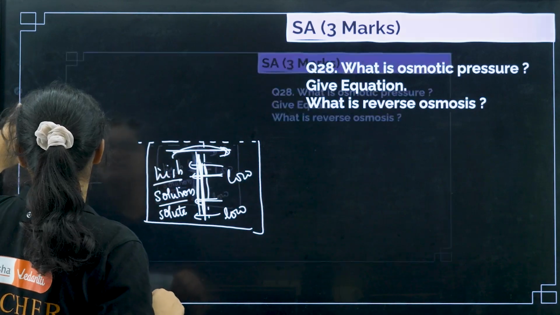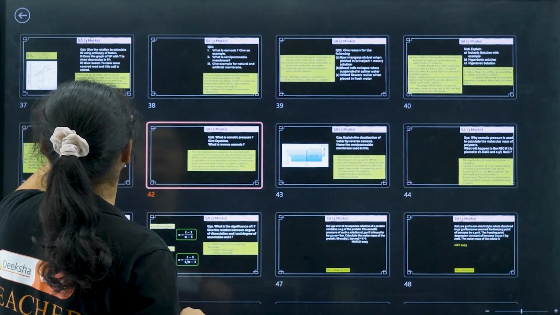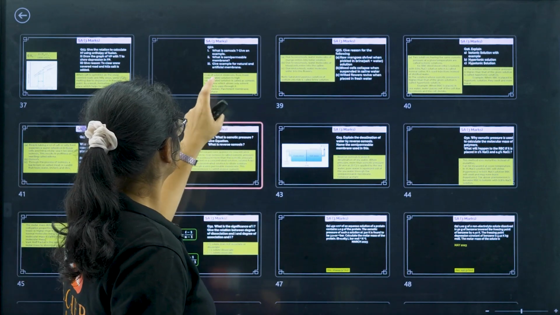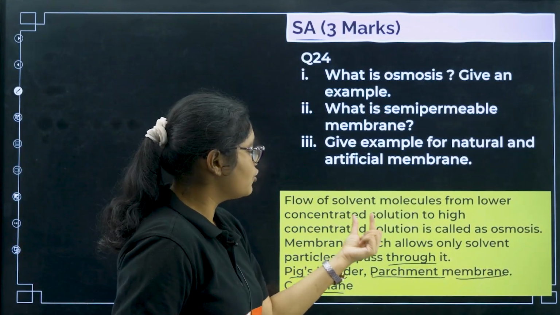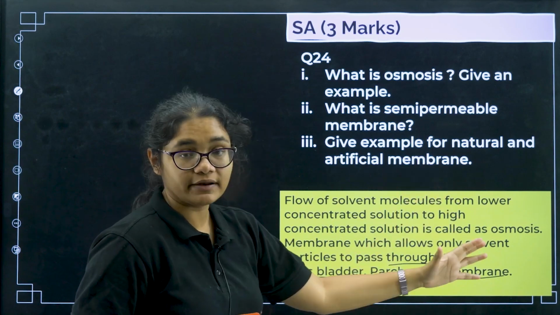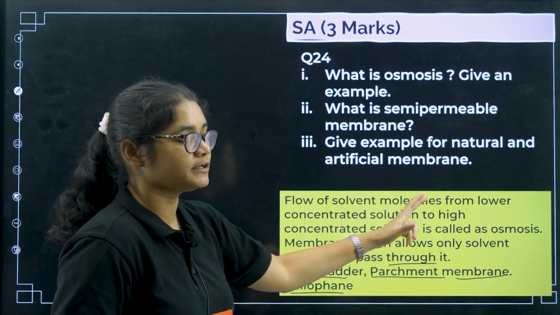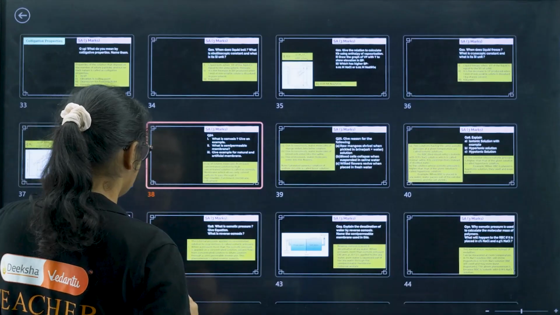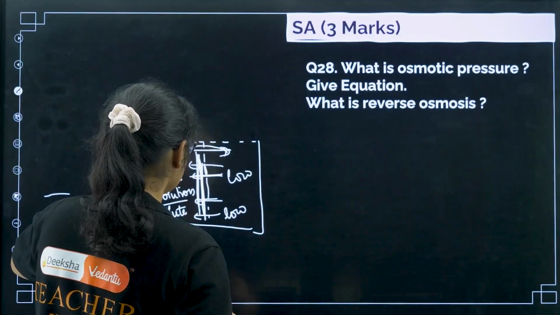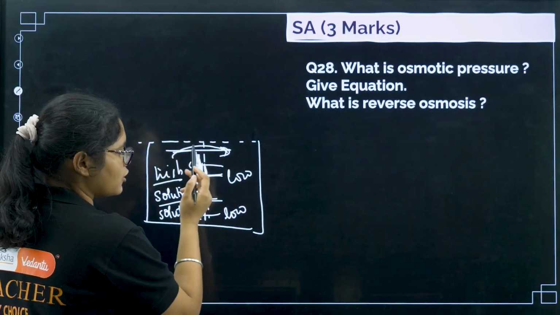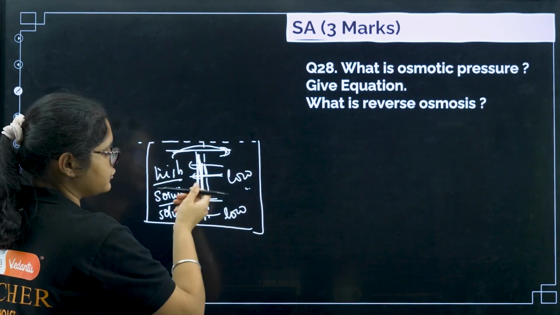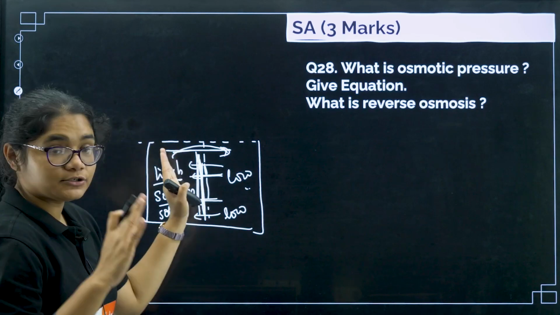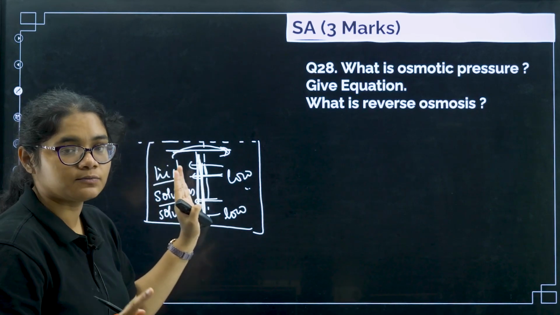If you want to see the definition of osmosis once again, let me show you. Osmosis is the flow of the solvent molecules from the lower concentrated solution to the higher concentrated solution. That is what we have drawn here. It was flowing like this. You put a pressure to stop it. That pressure is called osmotic pressure.